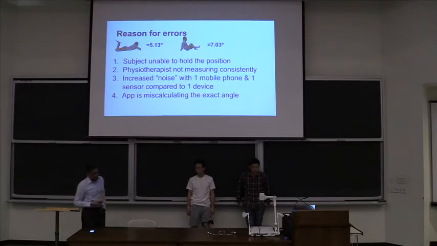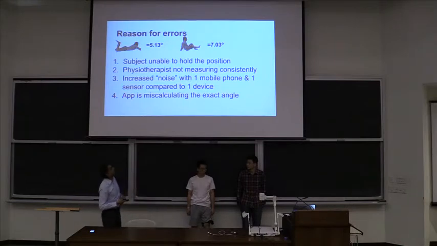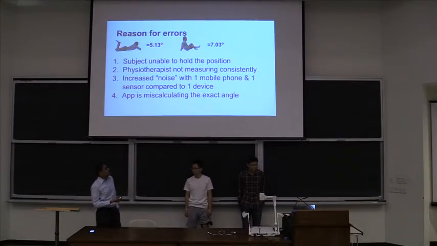And I think there are some reasons for these errors. The main reasons are, one, possibly that the person couldn't hold their leg still. The second one being that I could have been off; I might not have been as consistent measuring the angle. The third one, I think with the 2 sensors, we're dealing with more noise, and that's why we're getting perhaps more differences in our clinical trials. And the last is that perhaps the app is miscalculating, and that's something that we need to investigate further as well.